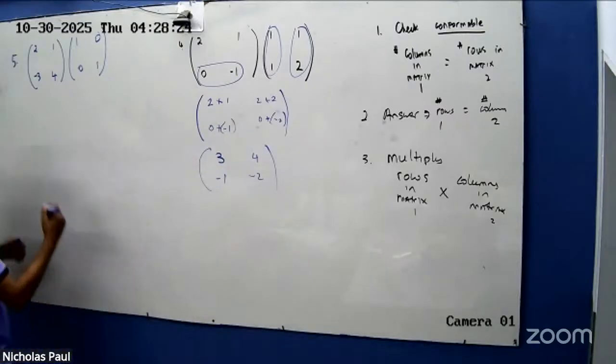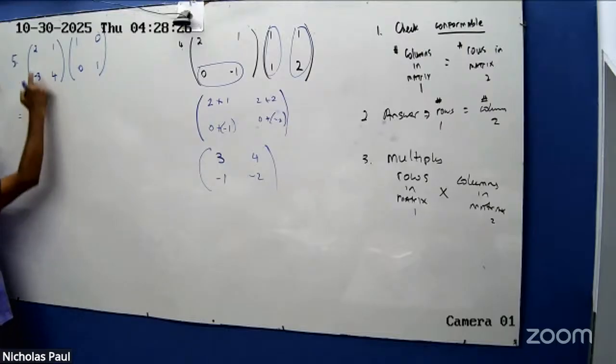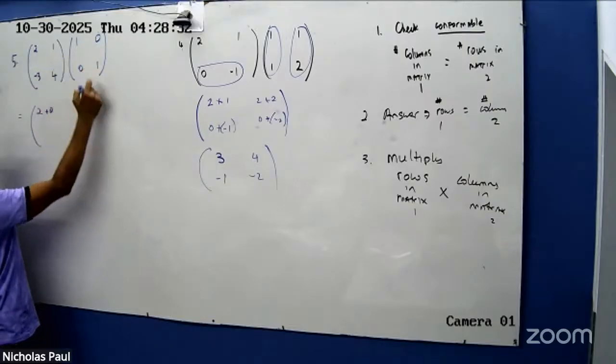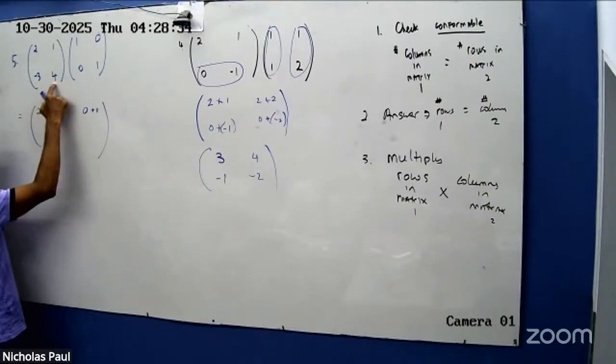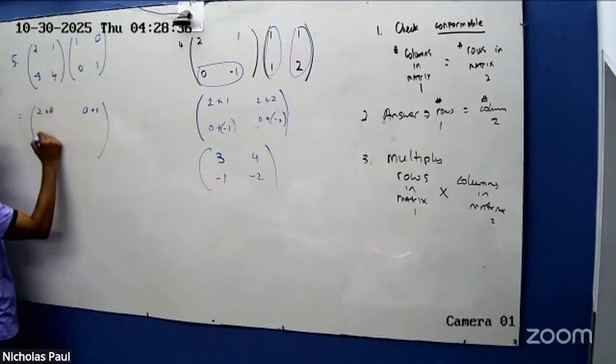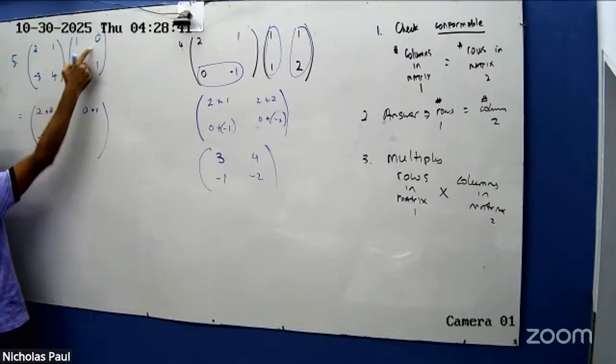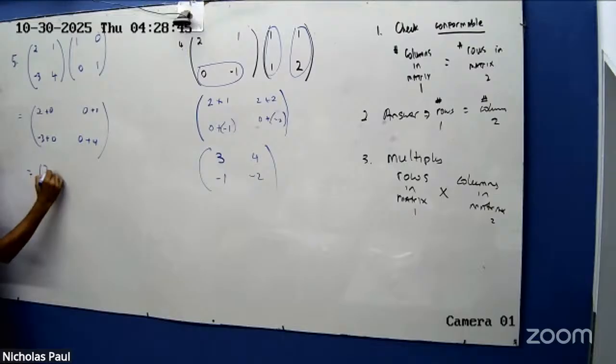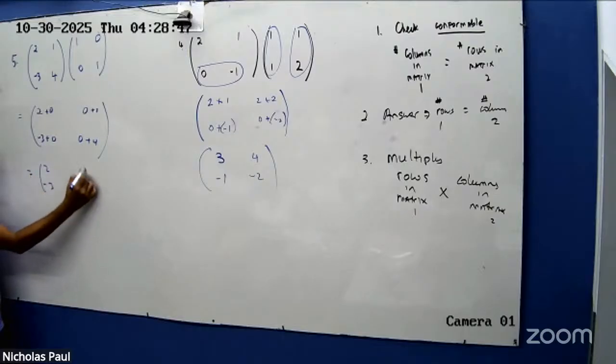So those who did it properly, you all got this. 2 by 1 is 2. 1 by 0 is 0. Row by column is 0. 1 by 1 is 1. Row by column again, minus 3 by 1, 4 by 0. Minus 3 by 0, 4 by 1. So you got 2, 1, minus 3, 4.